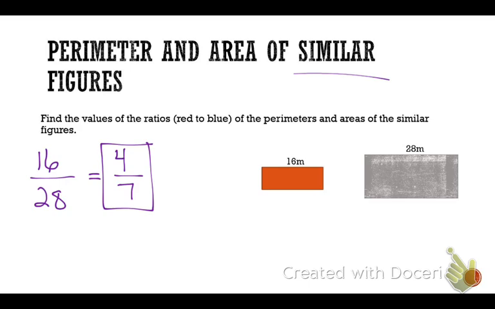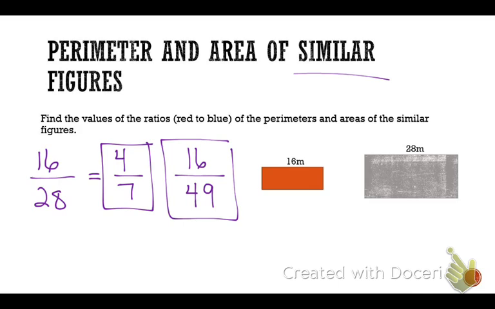Do you guys remember what I need to do to the perimeter to find the area? Yes, square it. What's 4 squared? What's 7 squared? 49. 6 squared. Yeah, I think you just were thinking the wrong number. All right, so that's perimeter and area. That's it. That's all you have to do.